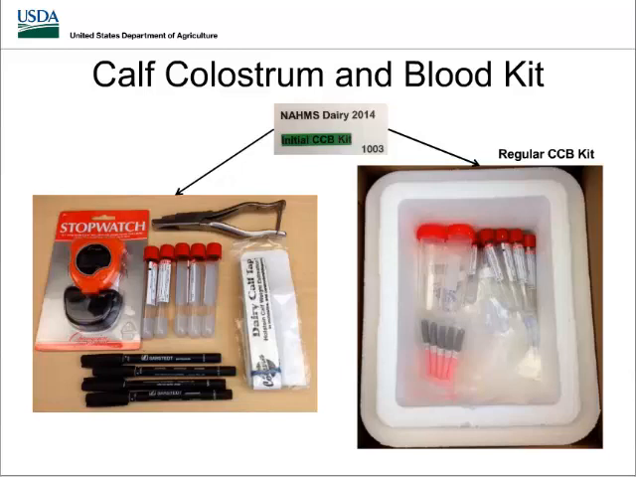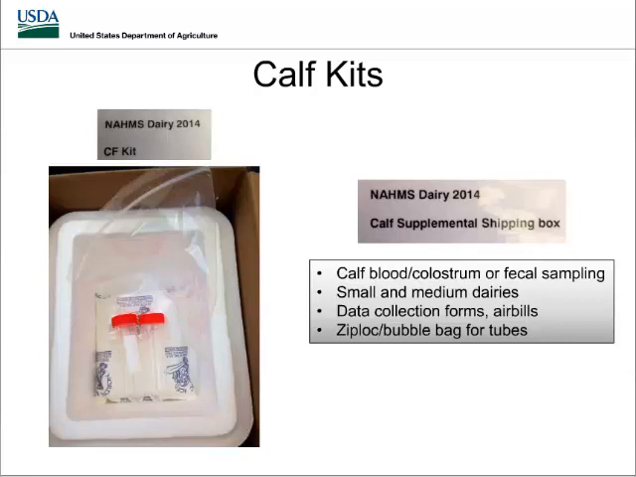The other kit is the calf fecal kit, and it's very simple: 2 containers for the fecal samples from 2 different calves. And then the supplemental shipping box, which has just the paperwork for shipping samples, either blood and colostrum or fecal samples. Those will be needed for small and medium operations that have calves that are born more than 5 days apart, so that the samples will have to be collected and shipped at separate times.